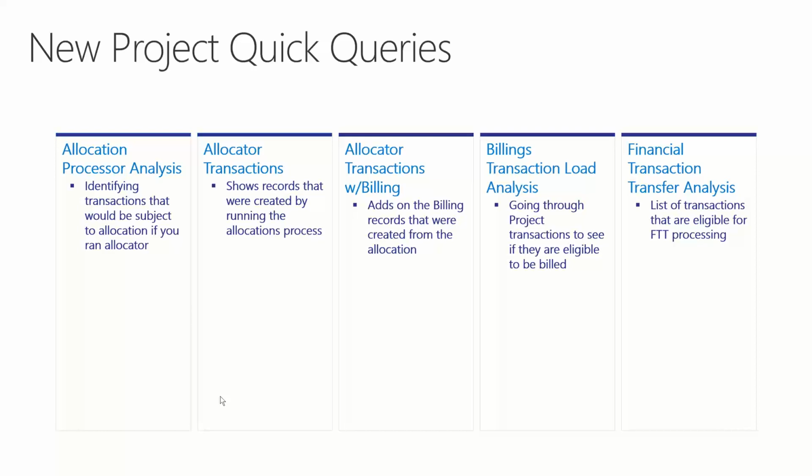The next is going to look at your billing transaction load analysis. If you were going through the project transactions, what is eligible to be billed is basically what it's saying: show me, if I went through billing, what's going to be loaded. And also our financial transaction transfer analysis, again, let me know, if I was getting ready to run FTT, what is eligible to be transferred. It's a couple of things that will show you what will be going, but if it doesn't go, maybe you can take a look as to why. So a whole new set of project quick queries delivered from consultants that have used these a lot in working with their project customers, now available in the core product for you.